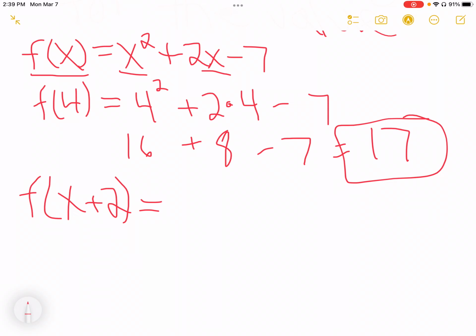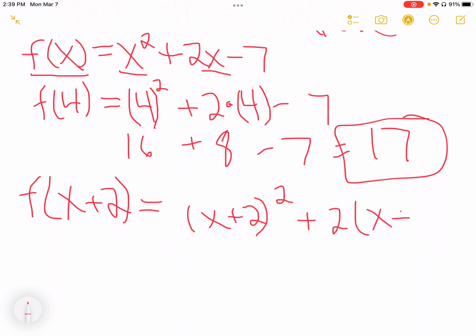So instead here, I could have put parentheses around this 4 up here, and around this 4 in the second part here. So now, if I want to do this, because I'm going to put my x plus 2 here, for my x I'll have squared, and then I'll have plus 2 times my x value, so x plus 2, and then I'll have minus 7.